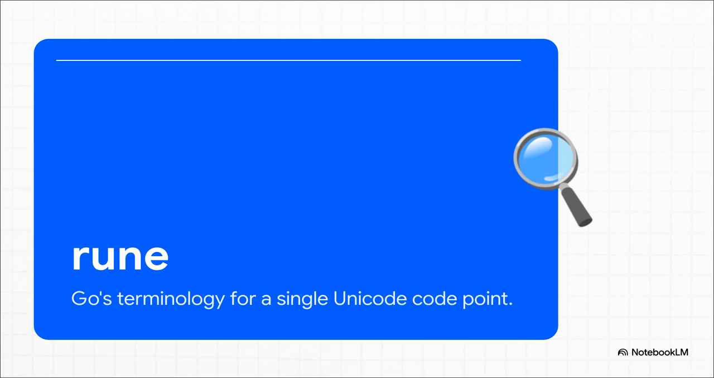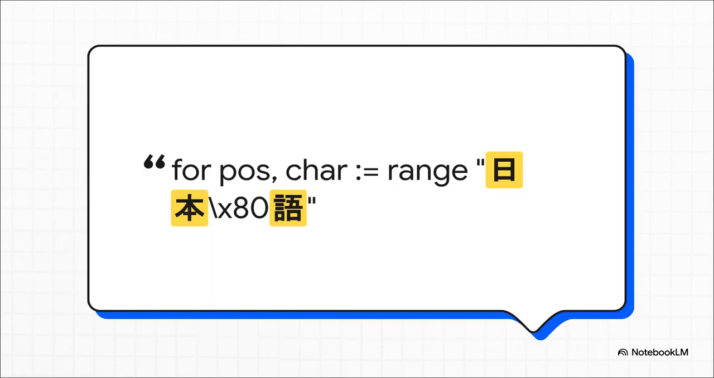And that distinction is so important because a single visual character, like an emoji or a Japanese kanji, can actually be made up of multiple bytes of data. All right, look closely at this line of code. We're using range to loop over a string that has a couple of Japanese characters and one Go character. But I've sneakily tucked something in there, \x80. That's an illegal, totally invalid byte in a UTF-8 sequence. So what do you think happens when range stumbles upon that?